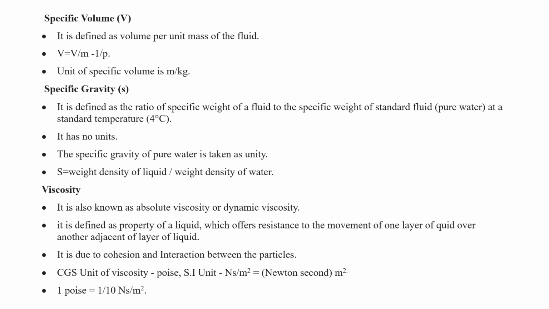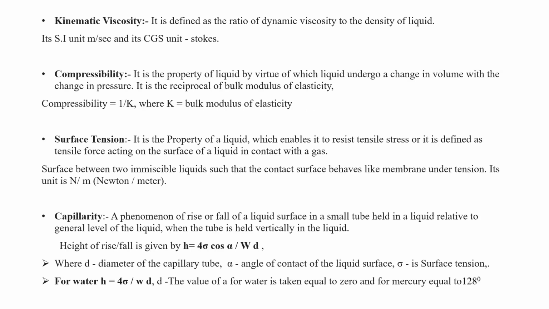Another property is viscosity. It is also known as absolute viscosity or dynamic viscosity. It is defined as the property of a liquid which offers resistance to the movement of one layer of liquid over another adjacent layer of the liquid. It is due to the cohesion and interaction between the particles. The CGS unit of viscosity is poise, and the SI unit is Newton second per meter square, and 1 poise is equal to 1 by 10 Newton second per meter square.